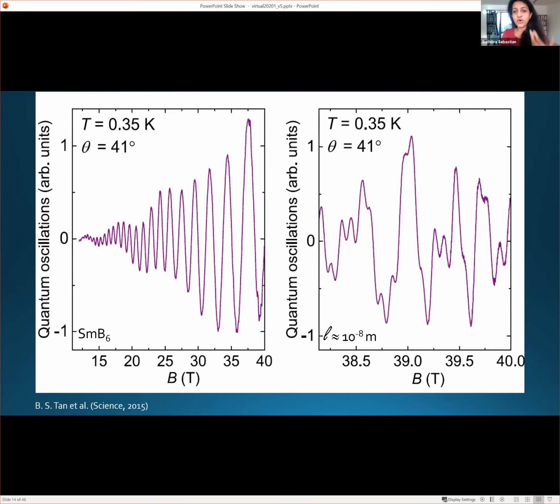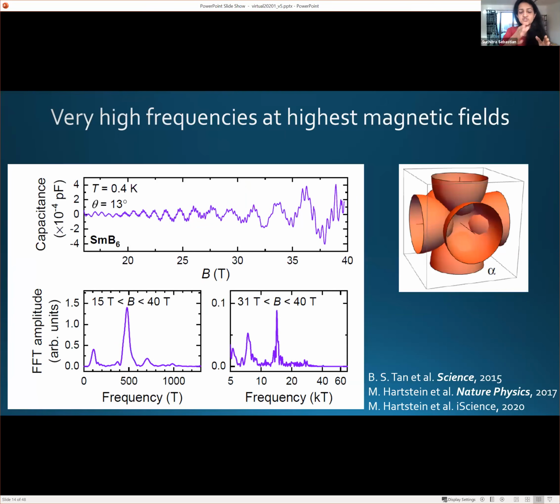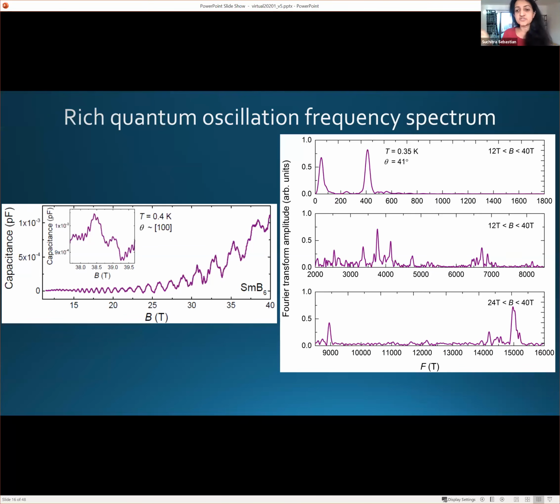And that's quite important to ascertain, you know, electrons undergoing large cyclotron orbits. So this is, again, a snapshot of the torque. In this, you can see clearly all kinds of frequencies. Low frequencies are slow oscillations, ranging to high frequencies at the highest end. And you get frequencies ranging from 500 to 10,000 Tesla. And the largest frequencies are about half the Brillouin zone. So this is a significantly large Fermi surface. And again, you see a rich quantum oscillation frequency spectrum from a few hundred to tens of thousands of Tesla.